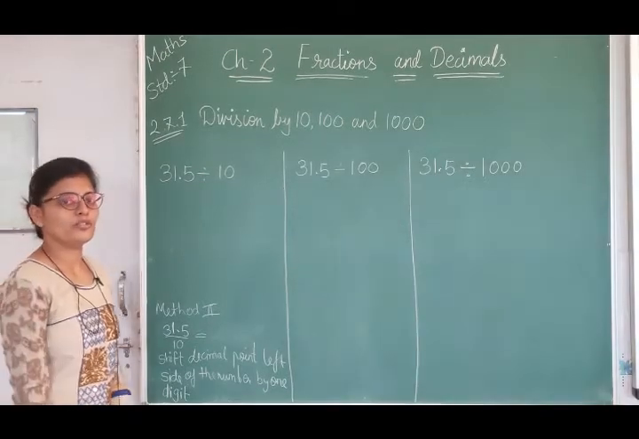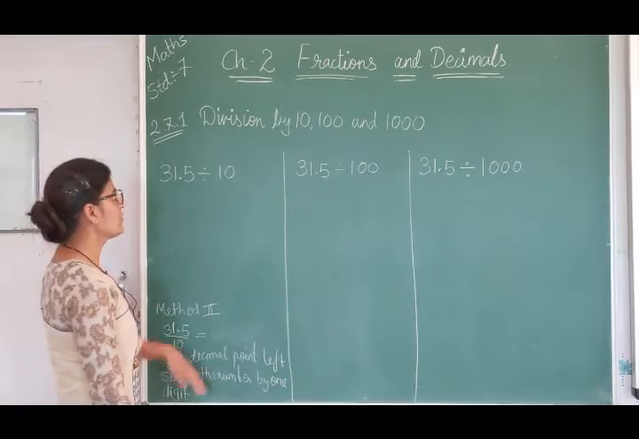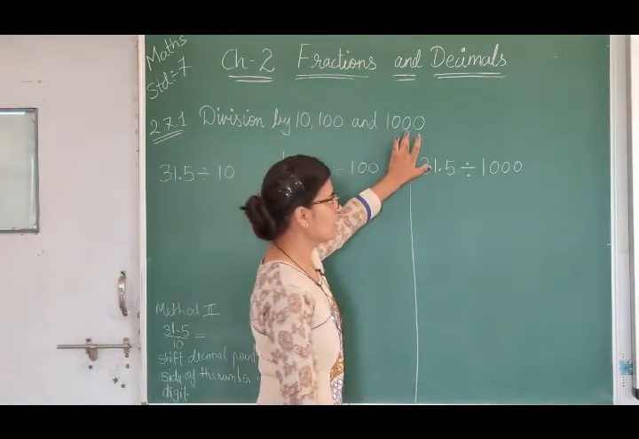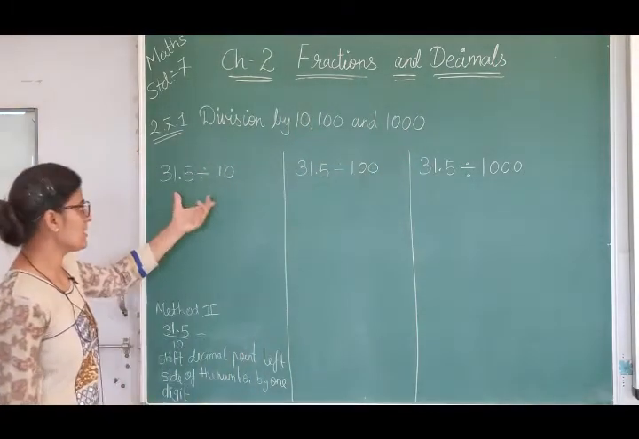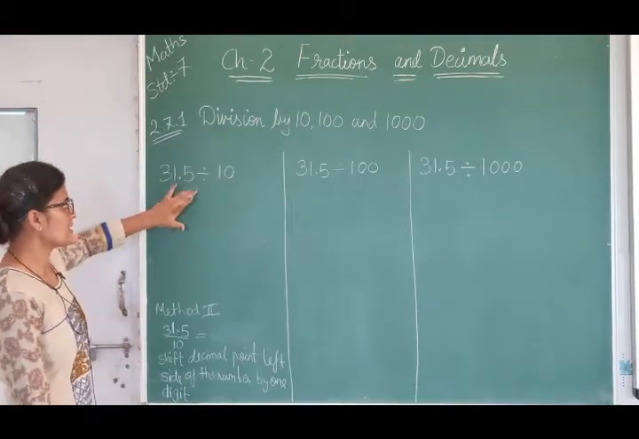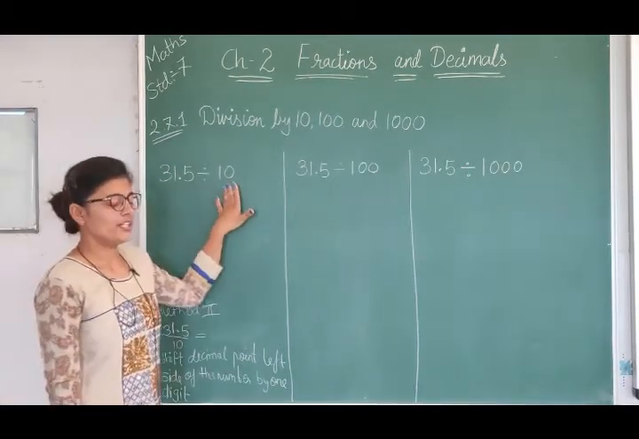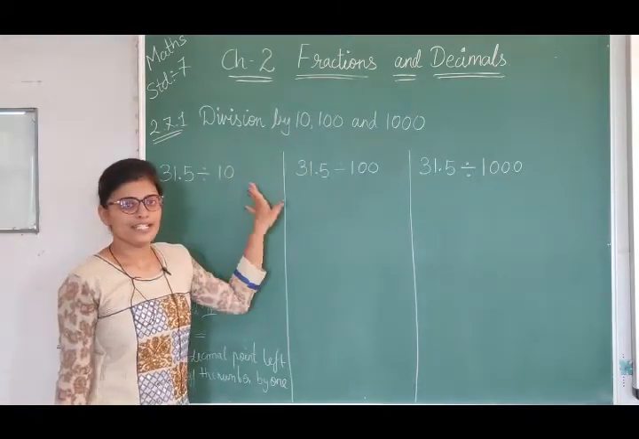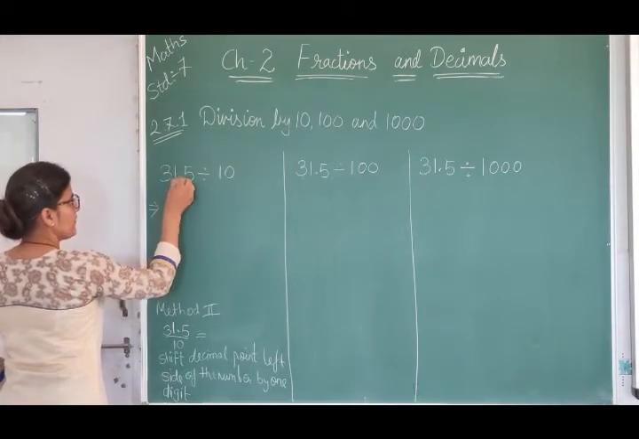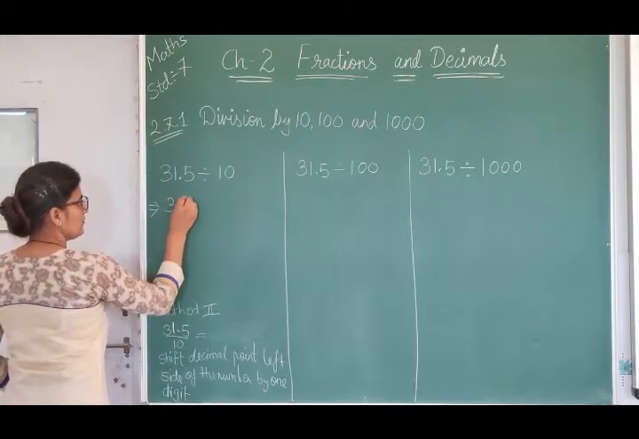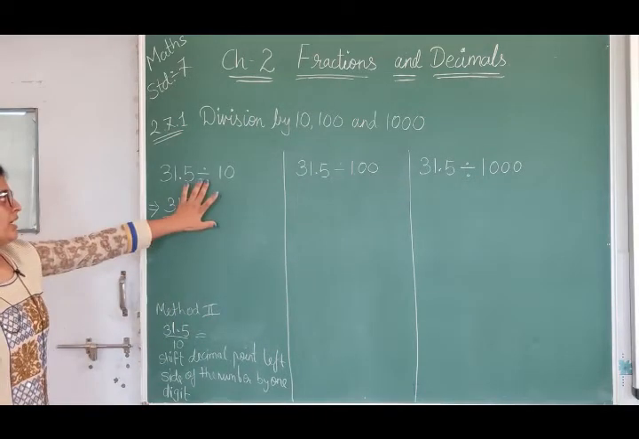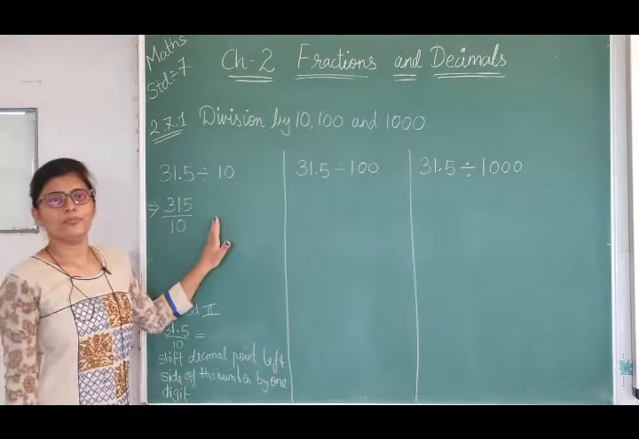Now we have learnt about the multiplication. Now we will learn about the division. 2.7.1 division by 10, 100 and 1000. Now here one example is given to you. 31.5 divided by 10. Here you can see this is a decimal number and we have to divide it by 10. So what we will do? This 31.5 can be written as 315 divided by 10. Yes. Division sign can be converted into the multiplication sign.